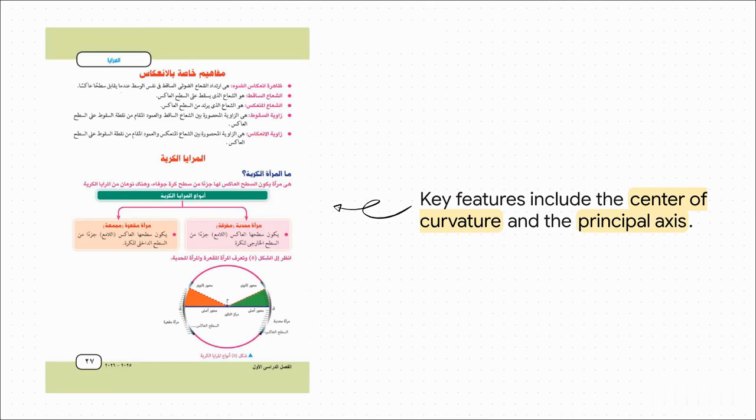First, just imagine the mirror is a small slice of a giant, complete ball. The center of that ball, that's what we call the center of curvature. Easy. Then, the principal axis is just a straight line that goes right through the middle of the mirror and that center point. And finally, the really important one, the focal point. This is the magic spot where parallel rays of light all come together after they bounce off a concave mirror.